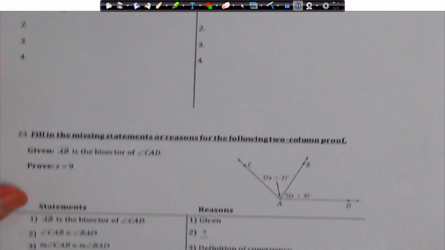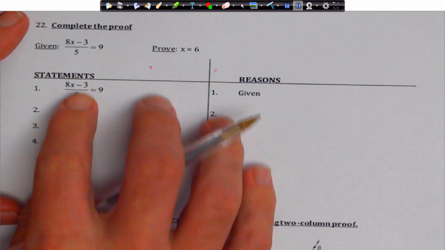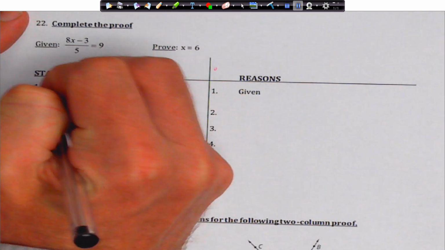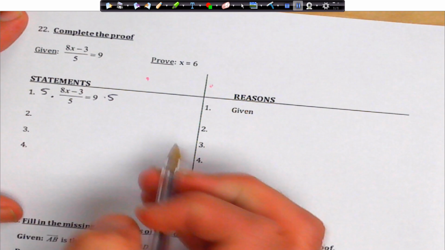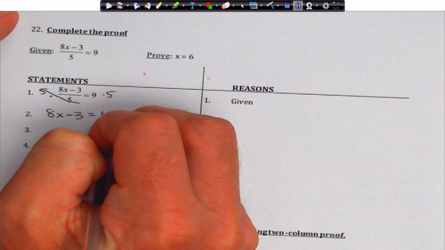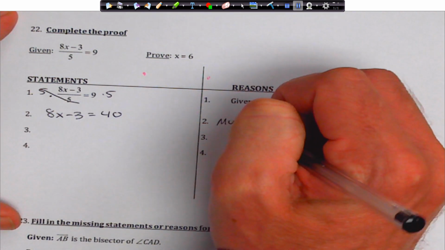All right, 2 proofs, and we're good to go. So the first thing, this is just an algebraic proof, so sometimes the easiest is just to do the algebra, but we're going to multiply by 5. That's the first thing you should always do. That cancels that, so we get 8x minus 3 equals 40. Well, I just multiplied both sides, so that's going to be multiplication property.